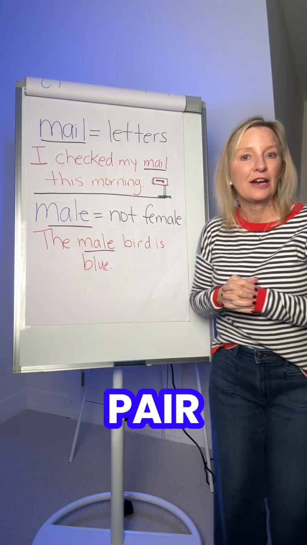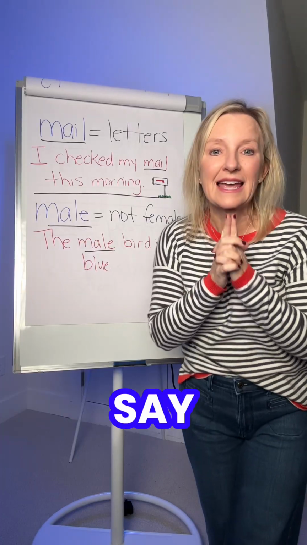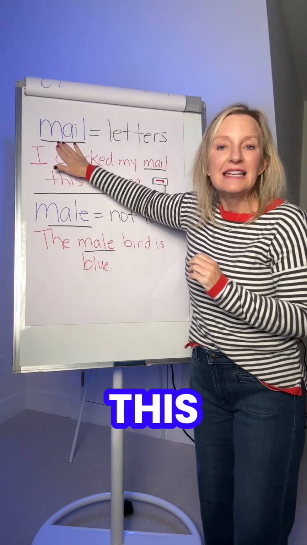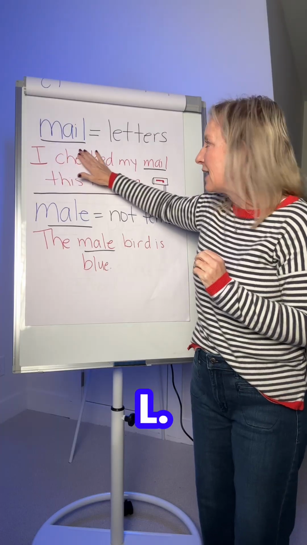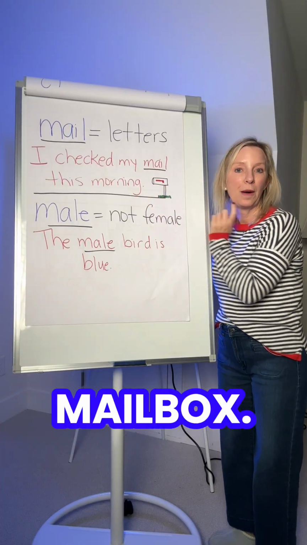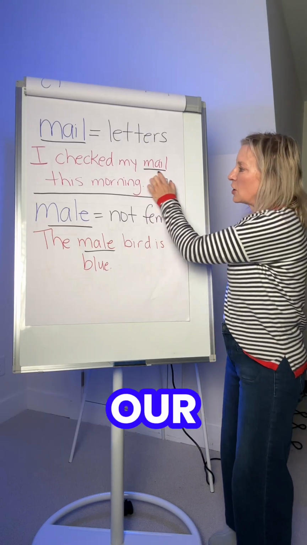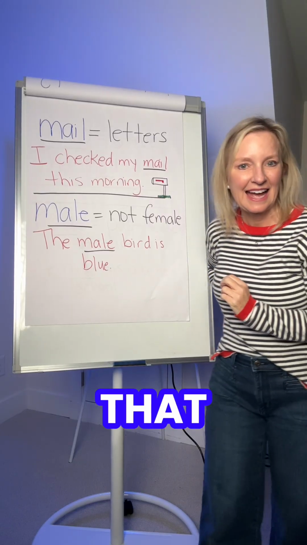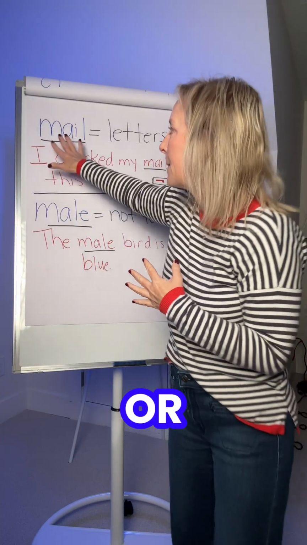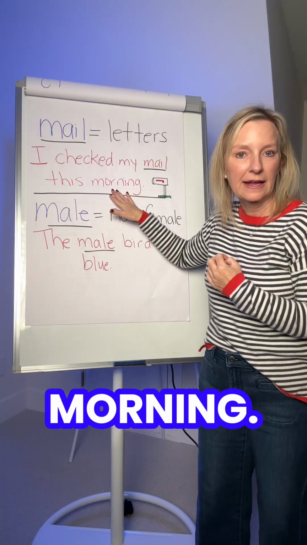Our next pair of homophones is mail and male. You say these the same way, mail and male. This mail, M-A-I-L, is letters or things that come in a mailbox, okay? I drew a picture here of, in the United States, our mailboxes look similar to that, where the postman brings letters or mail, okay? I checked my mail this morning.